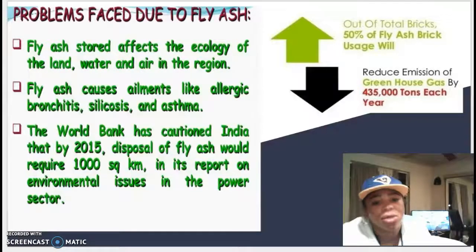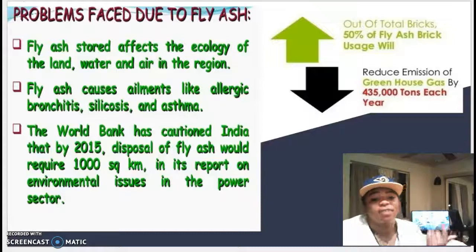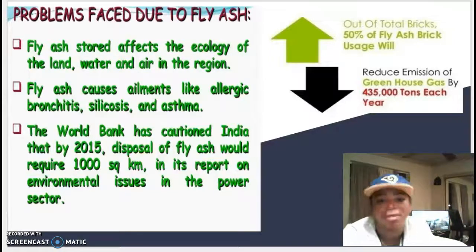Out of the total bricks, 50% should be ash bricks. And to reduce emission of greenhouse gases, we need to use 435,000 tons each year. So, I mean, we need to get with the program.